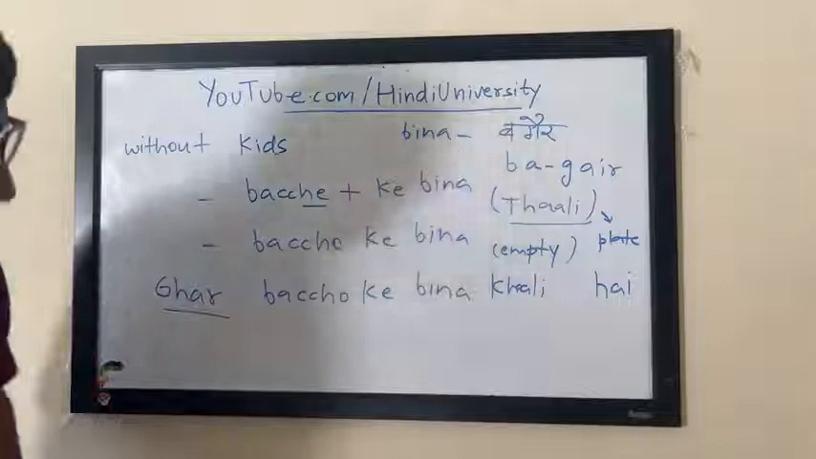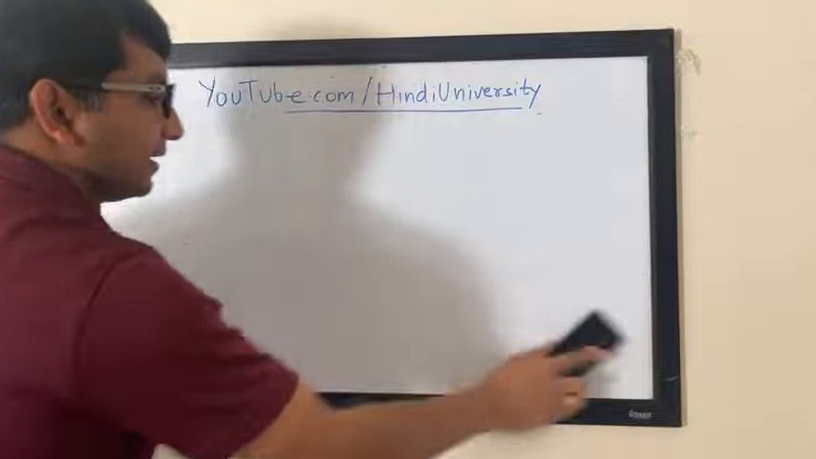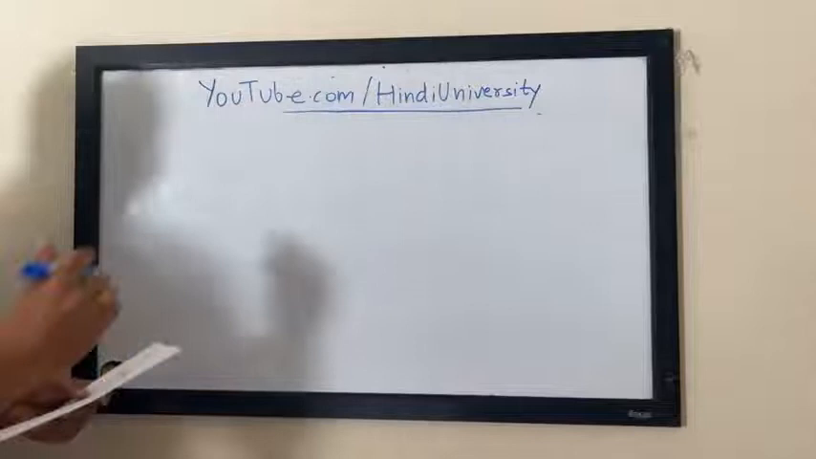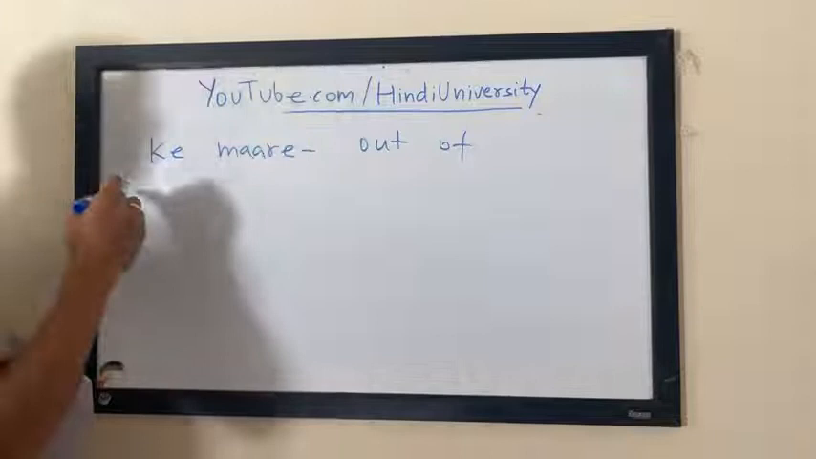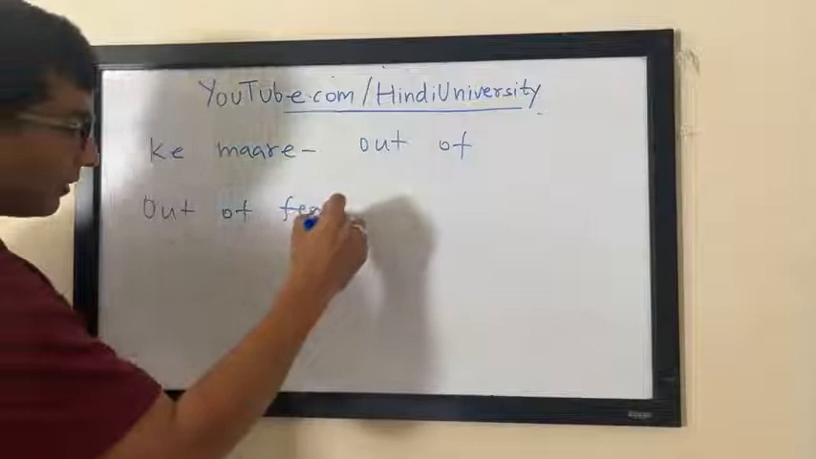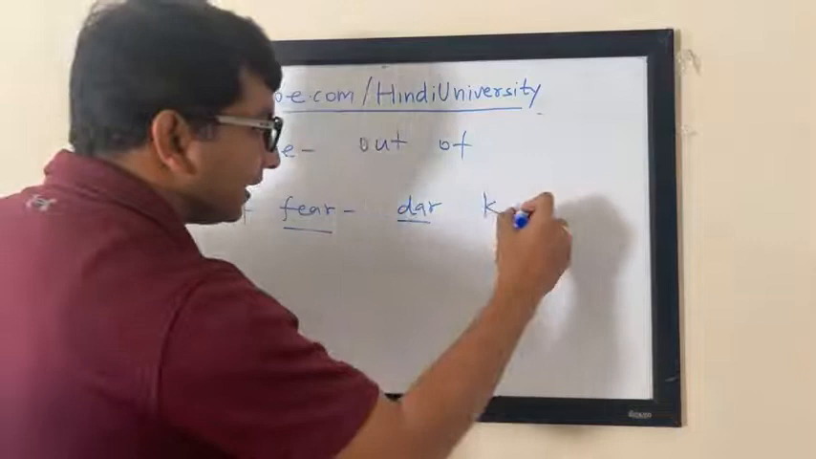ke mare. You probably have heard of it again, ke mare. This one is rather simple. Okay, which is basically out of. Okay, so I'll give some examples. So let's say out of fear is you have dar ke mare. Dar is fear. Dar ke mare.